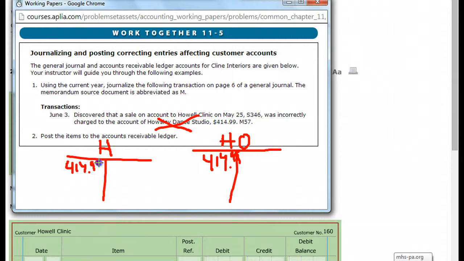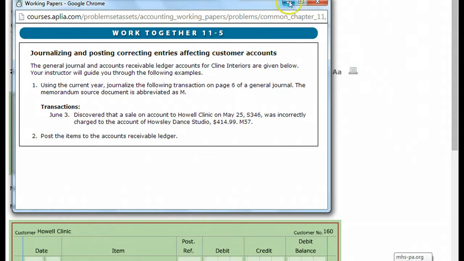Pretty simple. How am I going to get rid of Housley? Credit it, right? $414.99 because they cancel out, right? Opposite subtract and it equals 0. Make sense? Okay, so that's what we're going to do. That's all we're going to do.